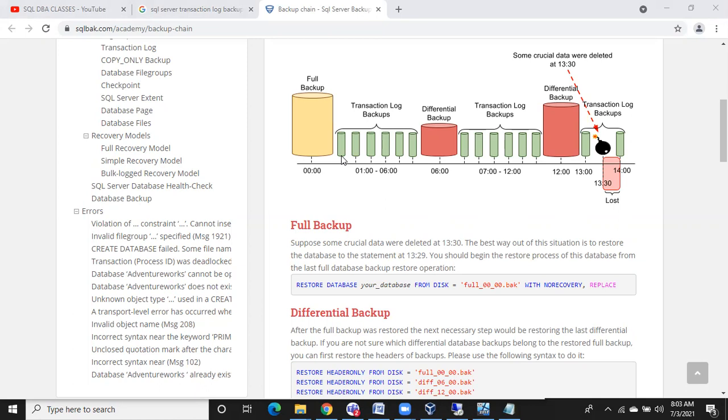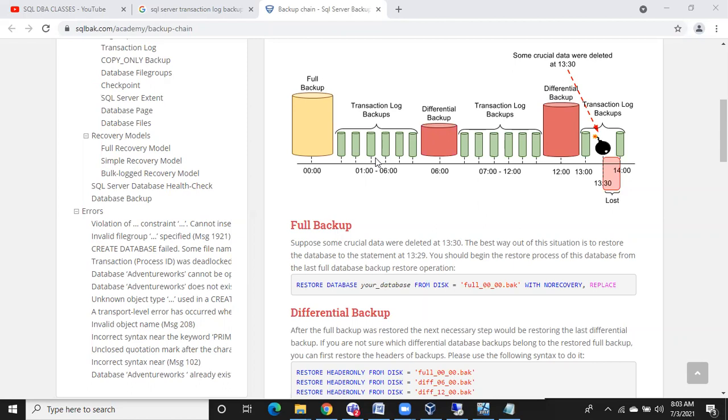Because you cannot simply jump directly, this is 12 to 1, 1 to 2, 2 to 3, without restoring the 2 to 3 backup. You cannot directly restore the 3 to 4 backup. An LSN number mismatch will occur, so the log files won't be restored. Very important point: log backups take the backup of only log files. That is the first important point.